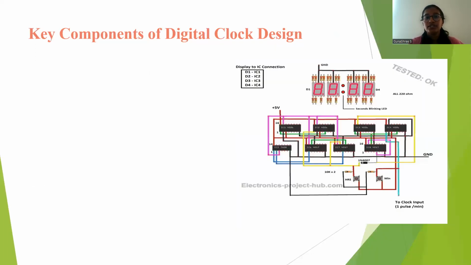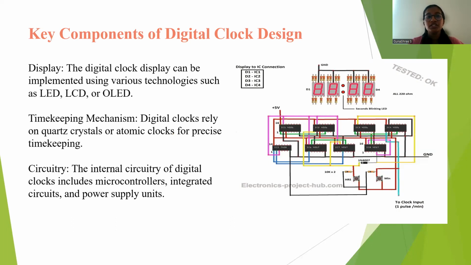So, what are the key components of digital clock design? Majorly, there are three key components: the display, timekeeping mechanism, and the circuitry. Speaking about the display, the digital clock display can be implemented using various technologies such as LED, LCD, and OLED. Second thing is timekeeping mechanism. Digital clocks rely on quartz crystals or atomic clocks for precise timekeeping. Circuitry. The internal circuitry of a digital clock will include the microcontrollers, integrated circuits, and also the power supply units.